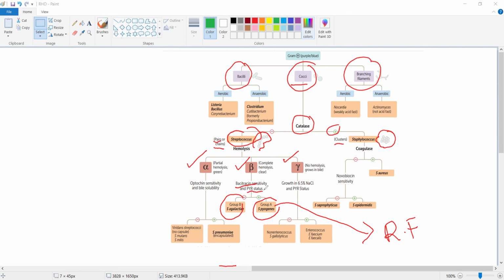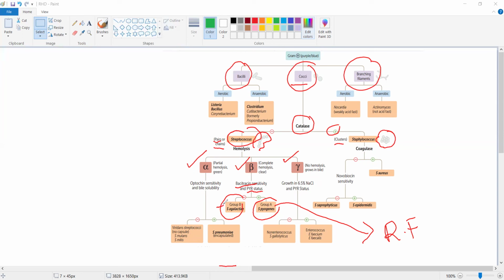Sometimes they give you a clinical vignette and they know about these things: a gram-positive cocci, catalase negative, beta hemolytic, and bacitracin sensitivity positive. And you have to identify Streptococcus pyogenes. Streptococcus pyogenes is also known as group A strep, right?